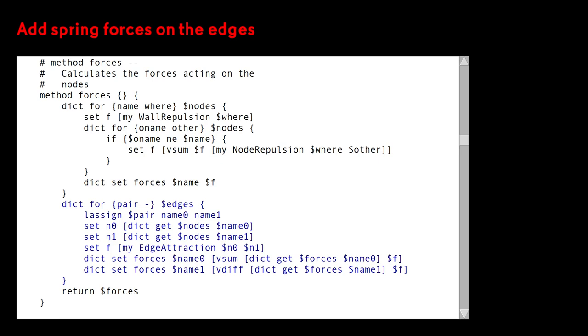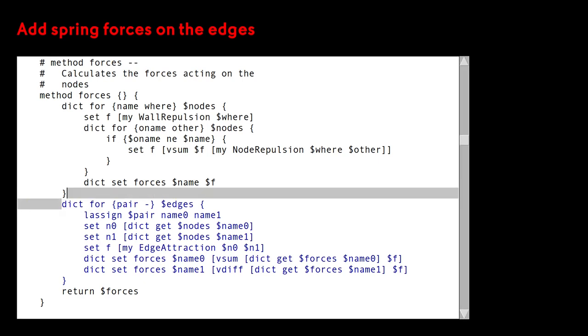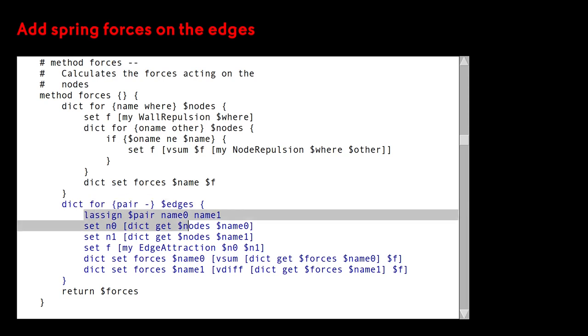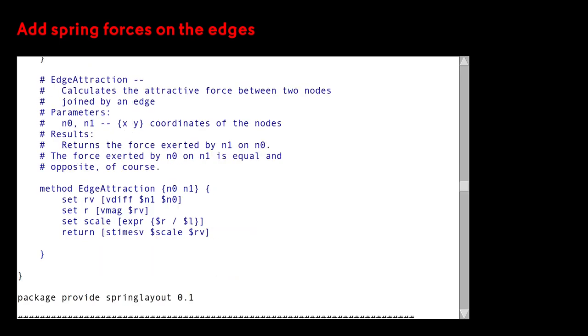Adding spring forces to the edges is easy given what we already have. We need to update the forces method to examine the edges. For each step, it computes the attractive force using the edge attraction method, which we'll see soon. It then applies that force to one end of the edge and an equal and opposite force to the other end. And we have a new edge attraction method that computes that force. It's a simple linear function of the distance between the nodes. The force is scaled so that it has a magnitude of 1 when the nodes are at the nominal edge length, so that it precisely balances the repulsion. And that's pretty much all there is to it.